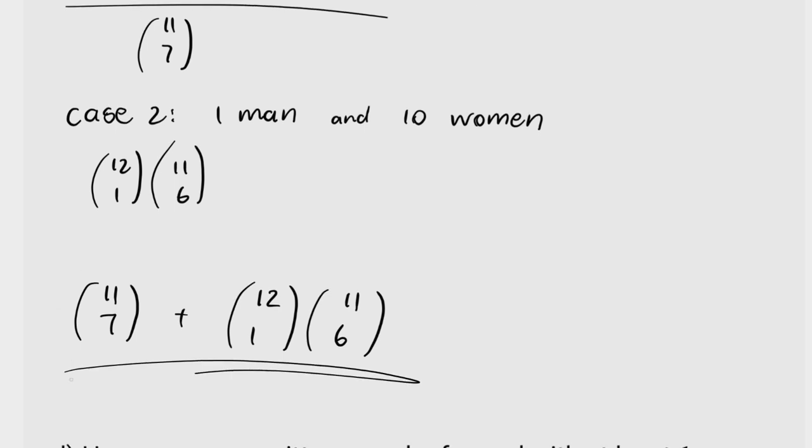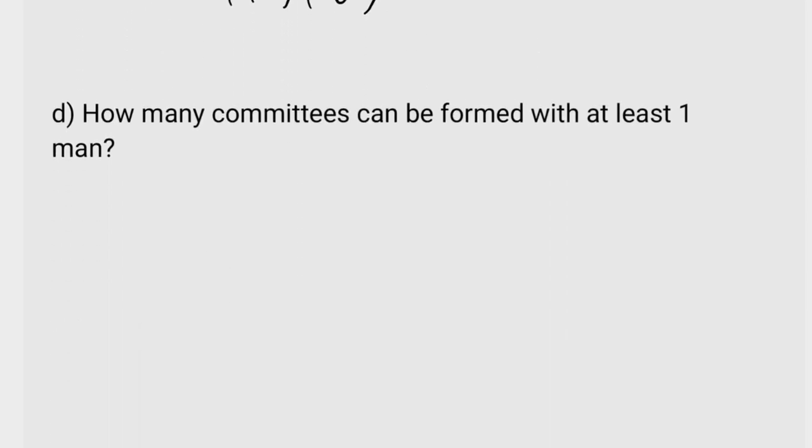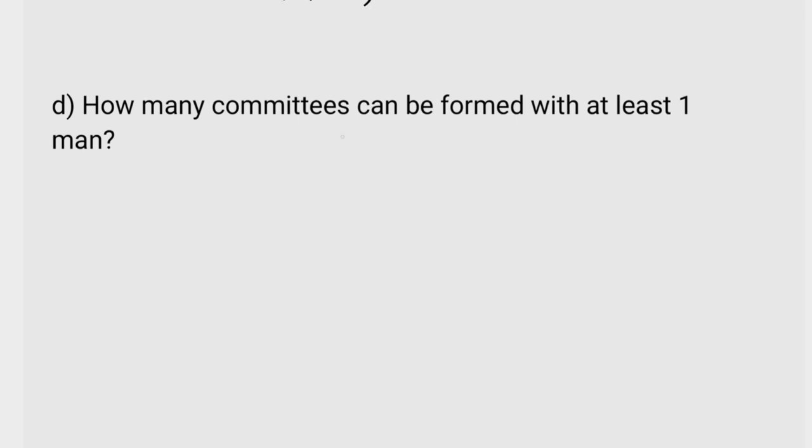Anyway, so this is the total answer. It's the number from case 1 plus the number from case 2. And now on to the fourth question, question D. The fourth sub question: how many committees can be formed with at least one man?